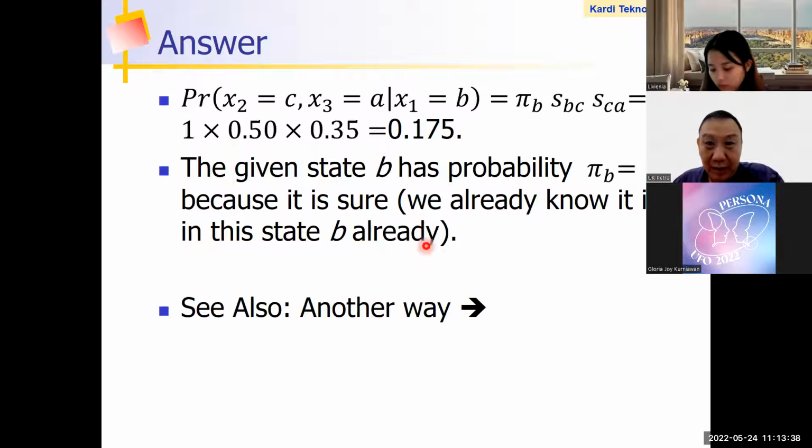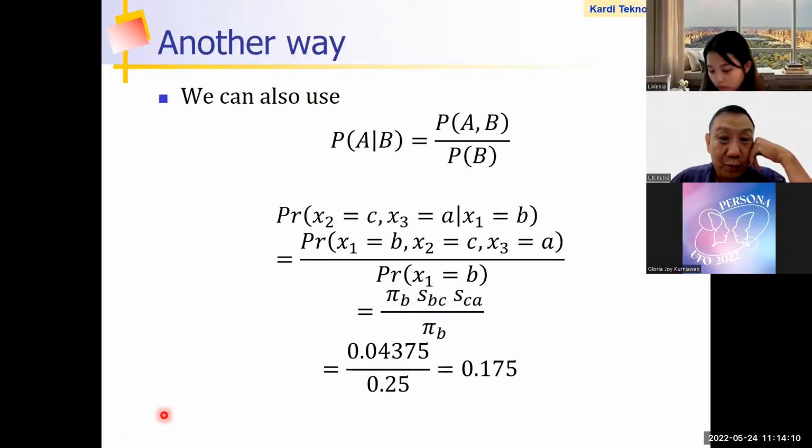Okay, the formula from a while ago, we can still use the same thing. The only difference is because this is given, that means phi b is known, which is 1. Why? Because surely you are already there in b, right?